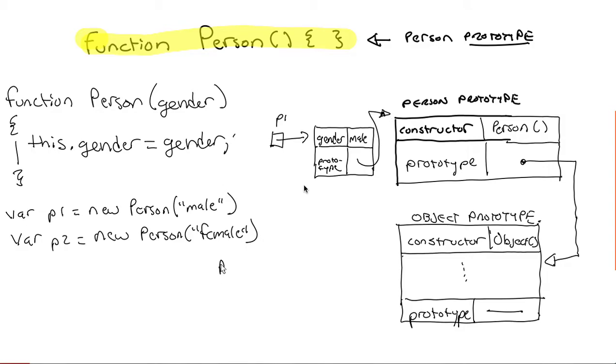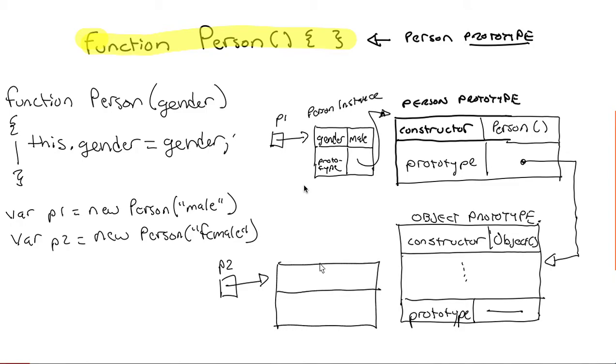p2, I'll draw down here to give myself a little more space. p2 is also going to have a reference to a person instance, which I didn't write up here. And it has a gender of female. I'll put quotes around that male up here too. And it has a prototype.